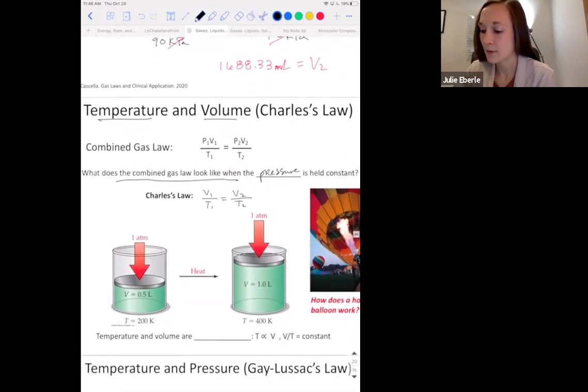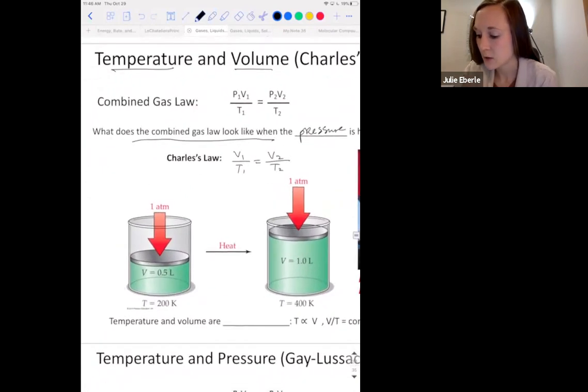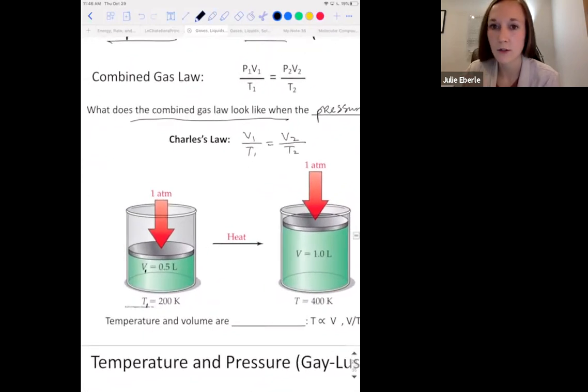And again, with our picture of our movable lid container here, if we're just examining volume and temperature, let's say our initial conditions, our V1 and our T1 are shown. So say we have 200 Kelvin as our temperature, and our volume is half a liter, 0.5 liters. And our pressure here is going to stay constant, 1 atm in both cases. If we heat it up, so we're increasing temperature, what's going to happen to the volume?